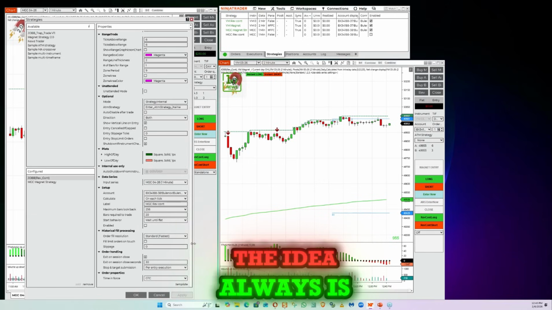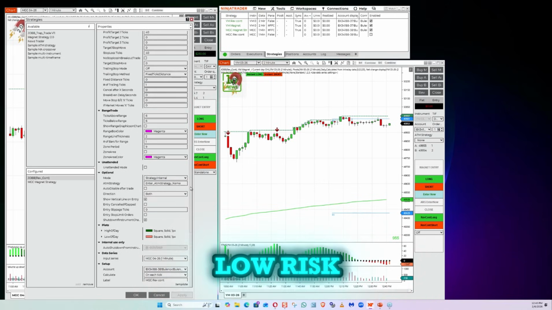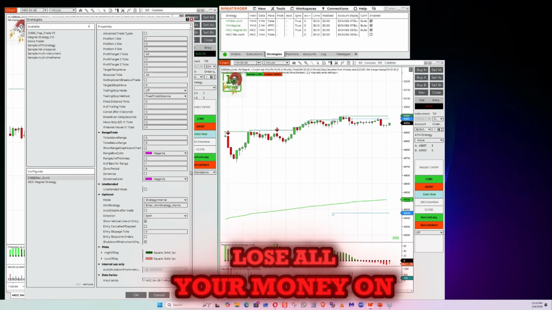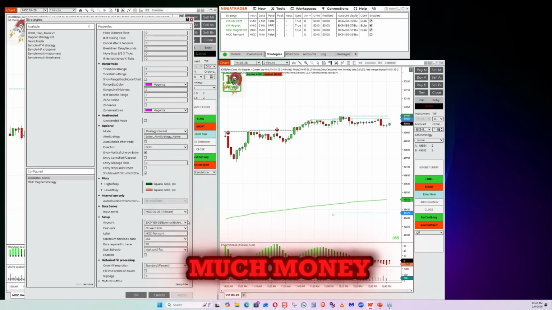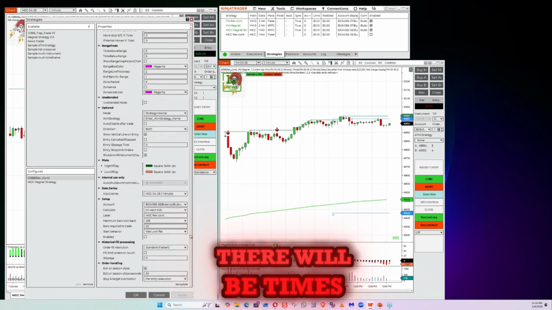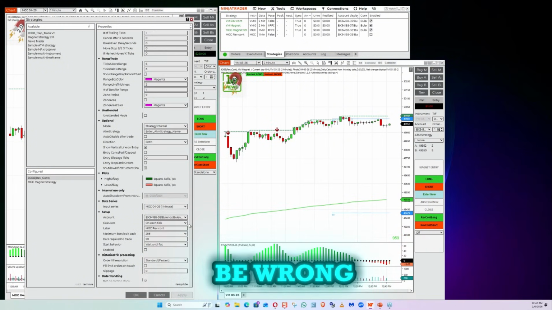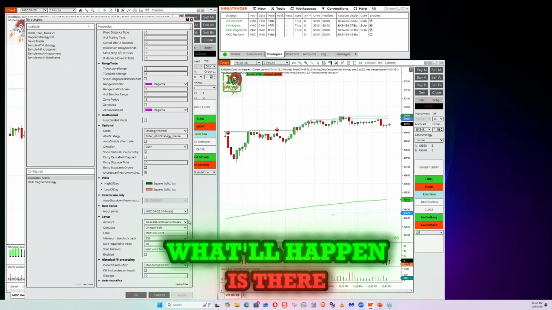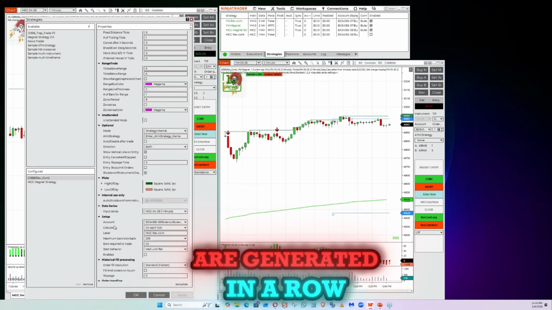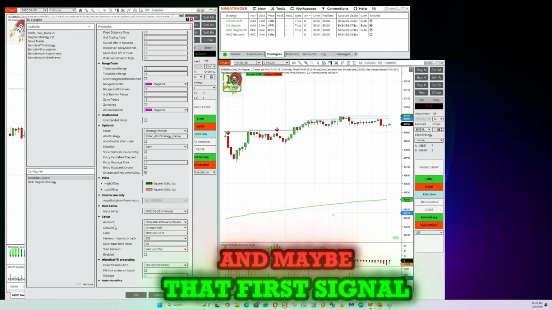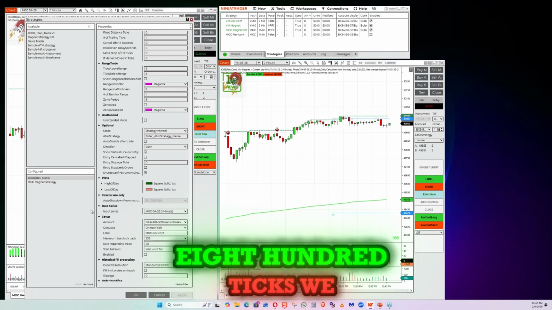The idea always is to take trades that are low risk. You don't want to lose all your money on one trade because you risked too much money. So the key is there will be times, sometimes you might take a signal and it might be wrong. But a lot of times what will happen is there will be signals that are generated in a row. And maybe that first signal won't work, but the next signal will be 800 ticks.